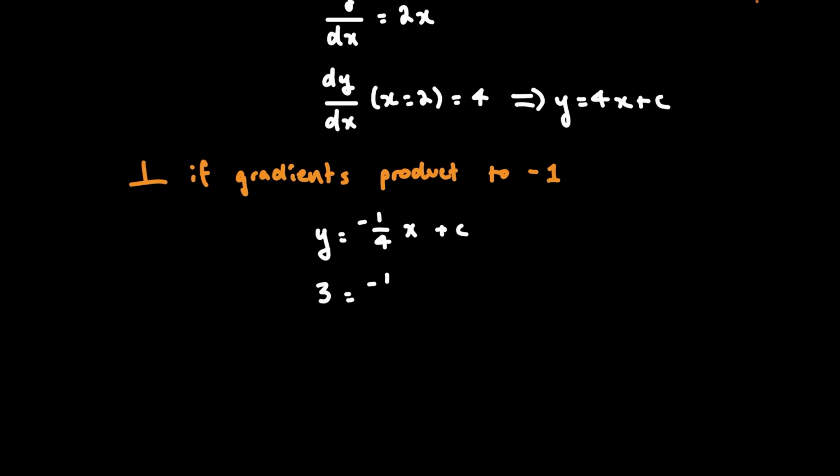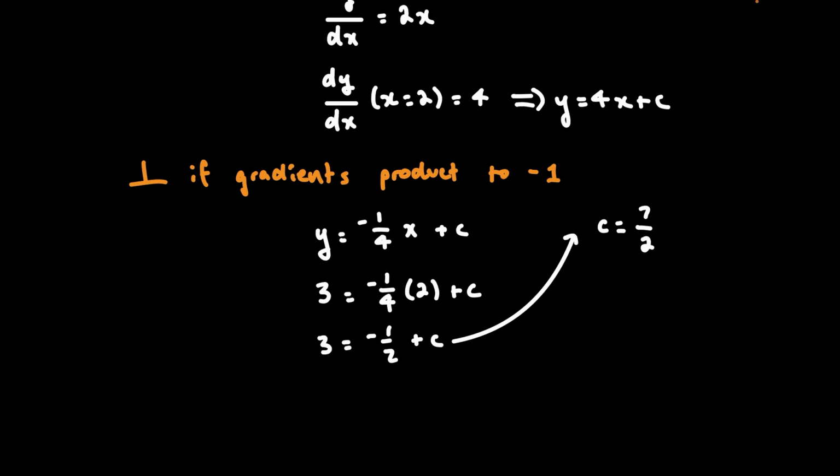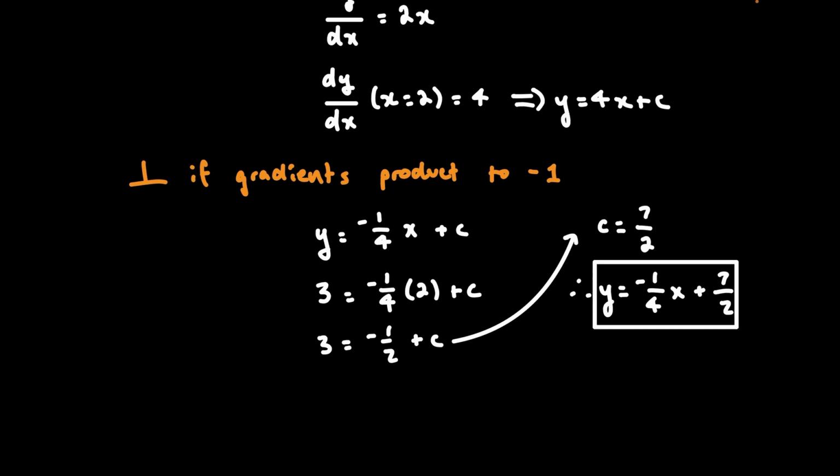So 3 equals -1/4 times 2 plus c. That means 3 equals -1/2 plus c. That simply means that 3 plus 1/2 is equal to c, and 3 plus 1/2 is simply 7/2. Therefore, the equation of our normal at this point is y equals -1/4 x plus 7/2. That is the equation of your normal of this function.